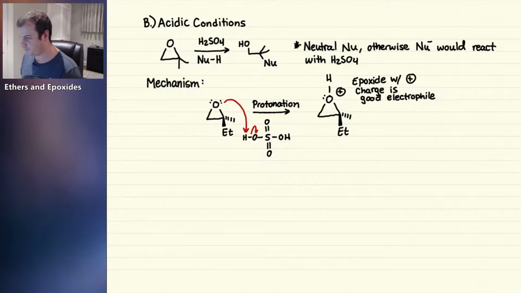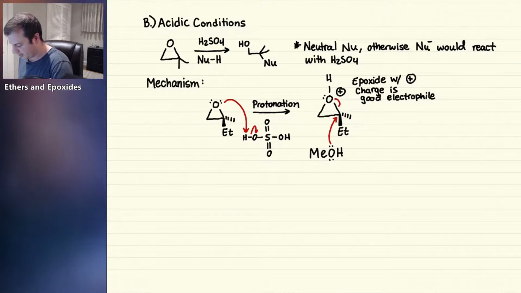Really good electrophile. Step 2 of the mechanism is that our neutral nucleophile is going to come along and it's going to attack at the more substituted side. So here comes our methanol. It's going to attack at the more substituted side, and just as before, we're going to be breaking open that epoxide, kicking electrons onto oxygen. Okay, so let's see what that produces. This is going to give us an alcohol as the product. And again, we're going to see inversion of the stereocenter.